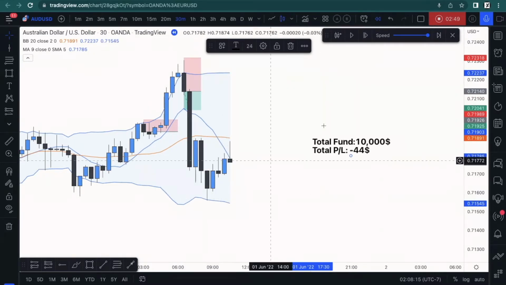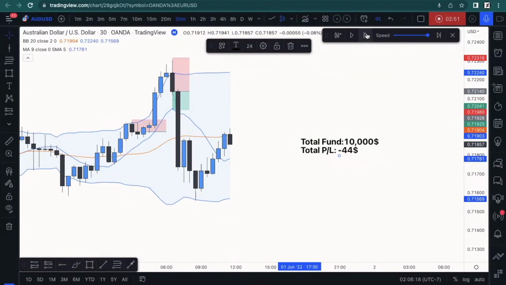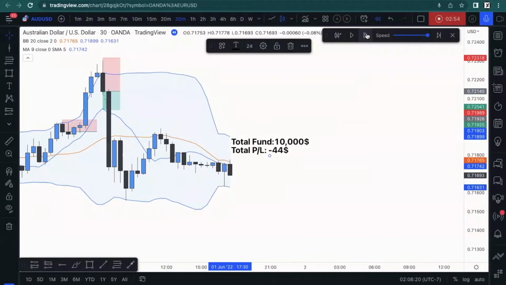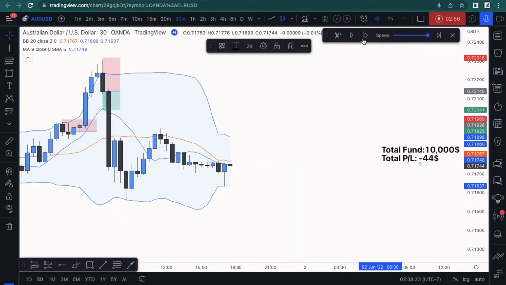Price didn't close below, so this is not going to be the setup. Okay, price is simply ranging between the Bollinger Bands.